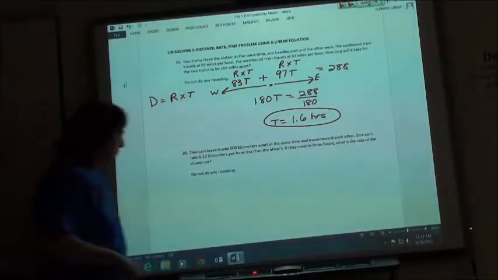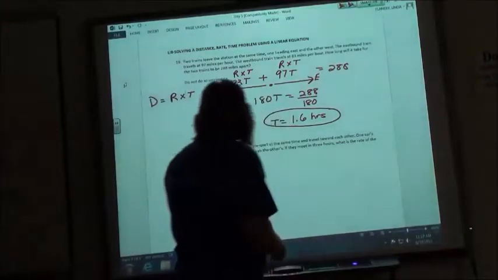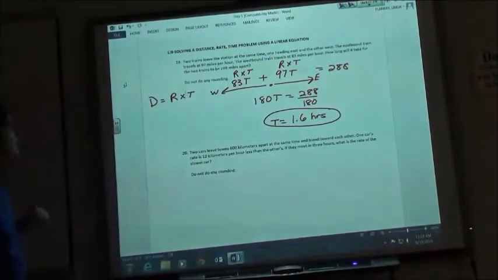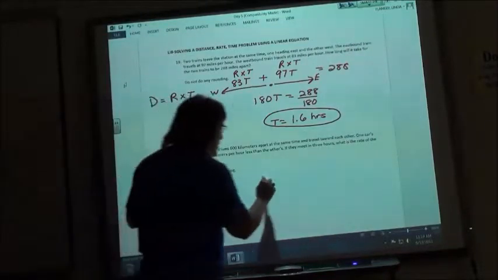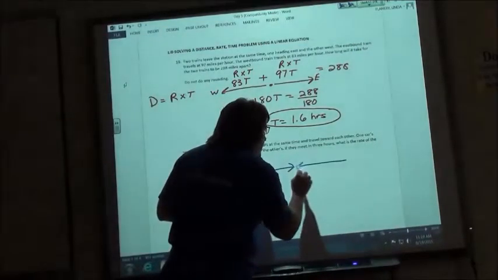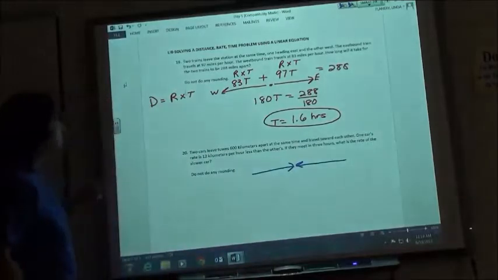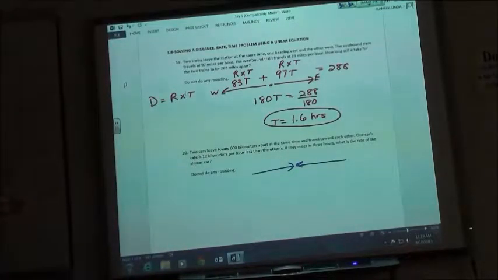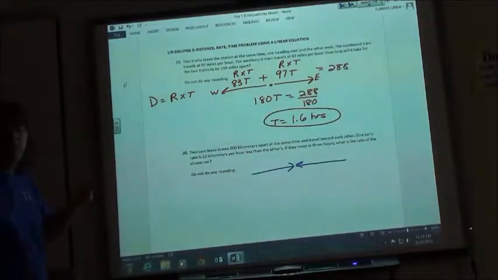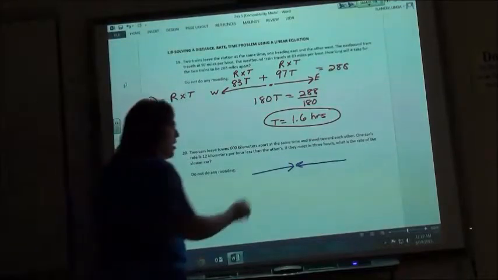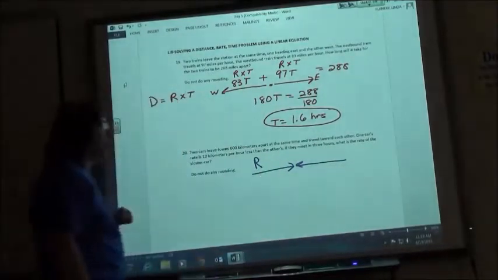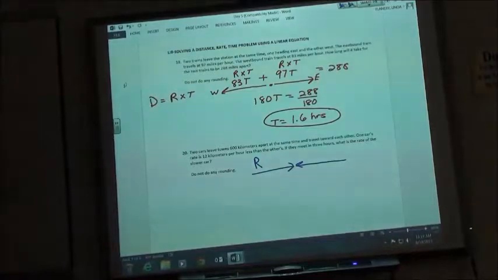The next one. Two cars leave town 600 kilometers apart at the same time and travel toward each other. So this time one's going this way and one's going this way. One car's rate is 12 kilometers per hour less than the other. So for one of the cars, I'm just going to use R for its rate. We don't know what the rate of the first car is. The rate of the second one is 12 kilometers per hour less than the other one's.